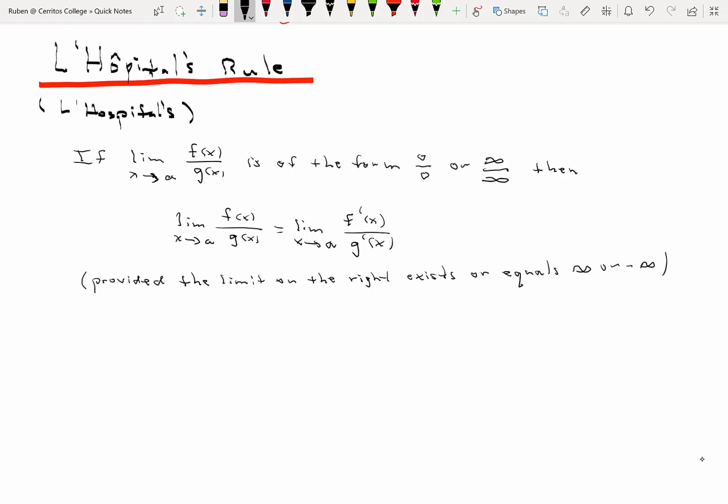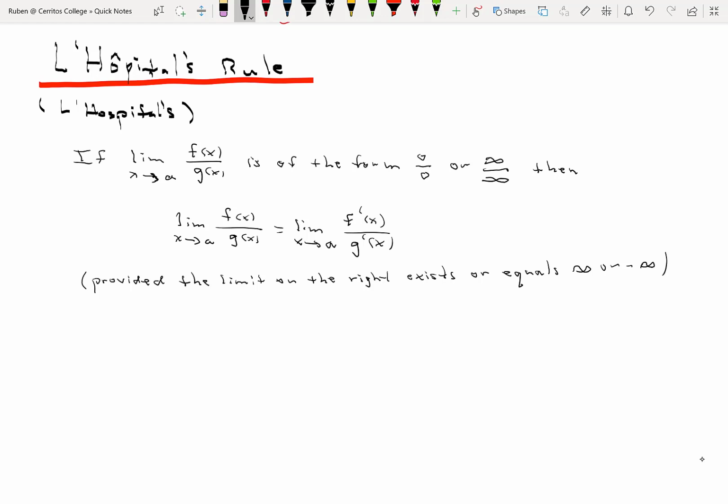And it goes like this. Suppose that we have a limit. If the limit as x approaches some number a of f of x over g of x is of one of the two indeterminate forms, and only these two indeterminate forms are possible, 0 over 0 or infinity over infinity, then the original limit is equal to the limit as x approaches a of the same quotient, but with derivatives instead of the functions, f prime of x over g prime of x.